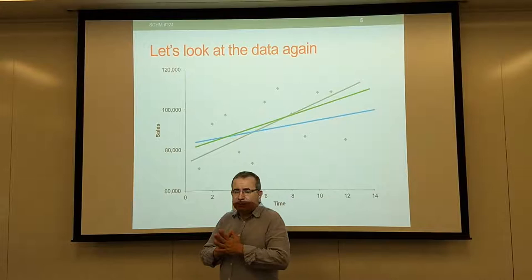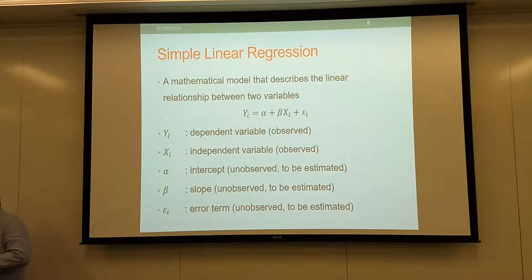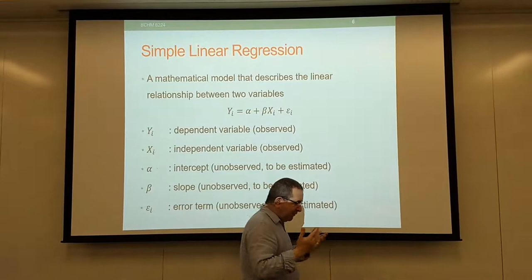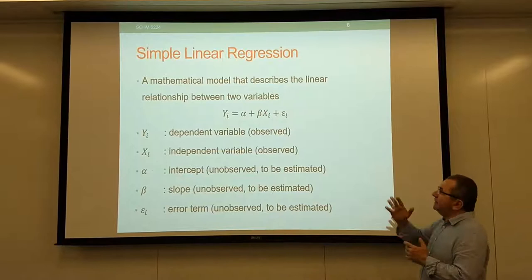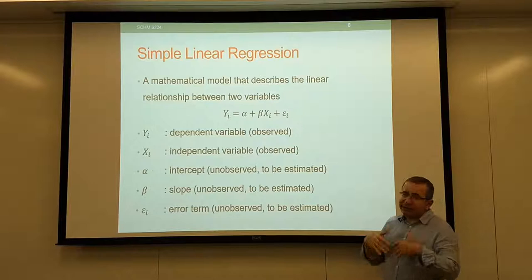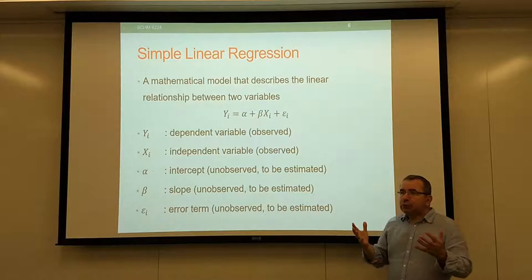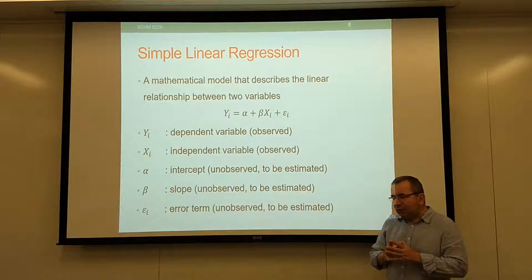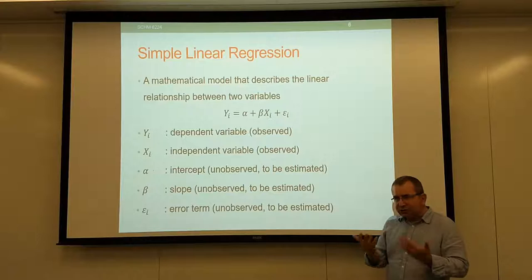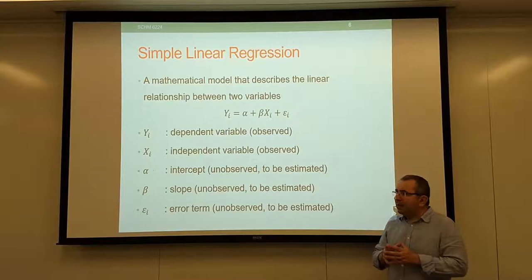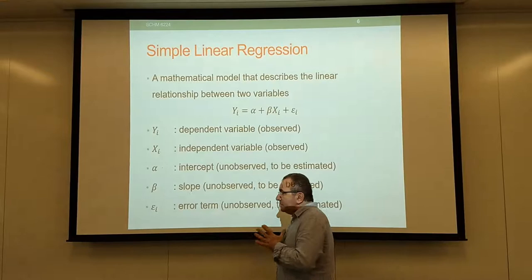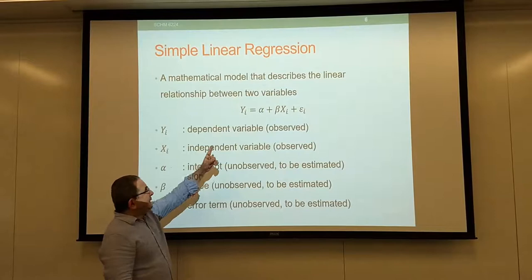So in the regression analysis, you have a model, and this model describes a relationship between two variables. So a regression model explains or describes how two things behave with respect to each other. A typical regression model looks like this: y equals alpha plus beta times x plus epsilon.